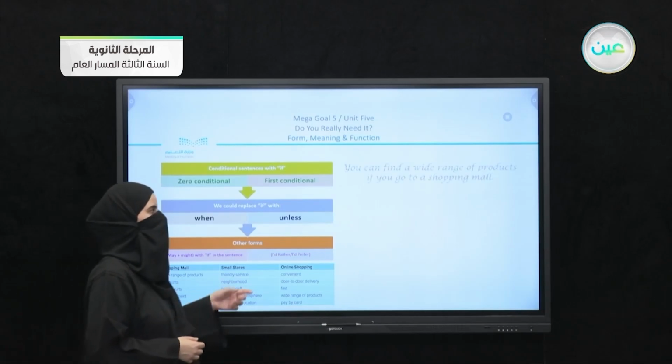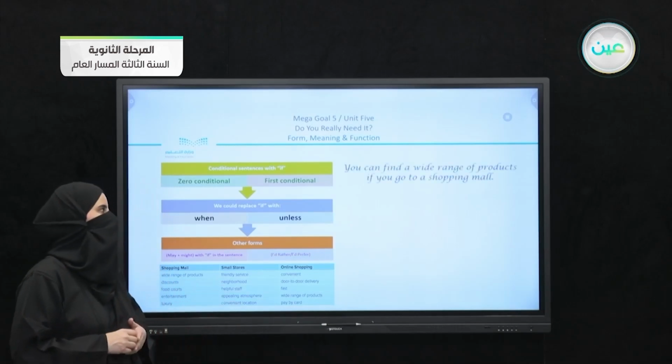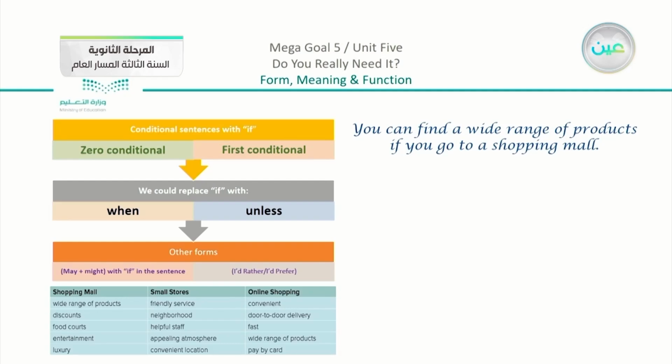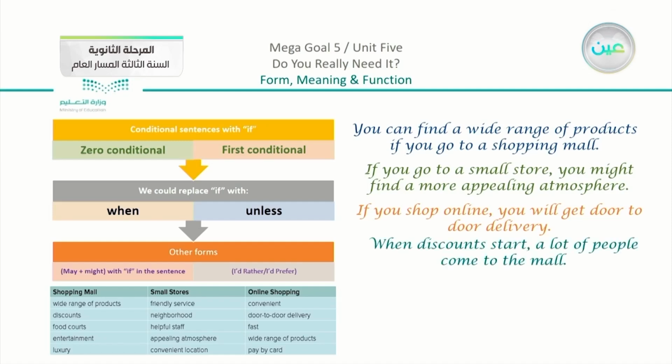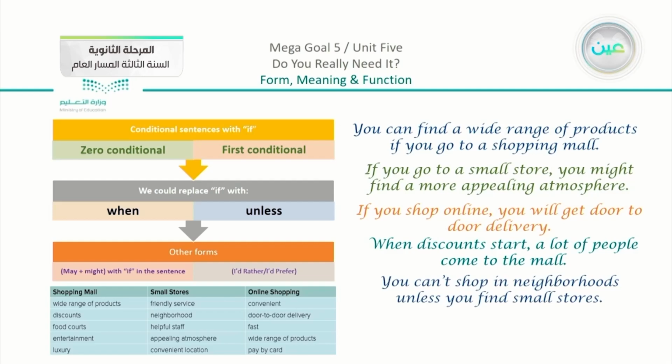So we're going to see the examples that we have here. The first sentence: You can find a wide range of products if you go to a shopping mall. So you can see here that we have the if. If you go to a small store, you might find a more appealing atmosphere. If you shop online, you will get door-to-door delivery. When discounts start, a lot of people come to the mall. You can't shop in neighborhoods unless you find small stores.